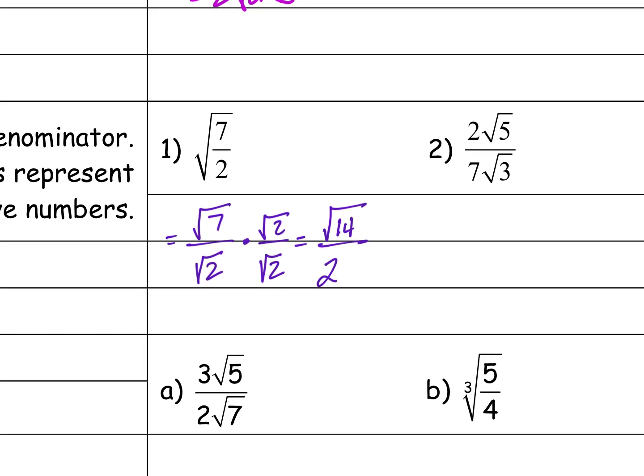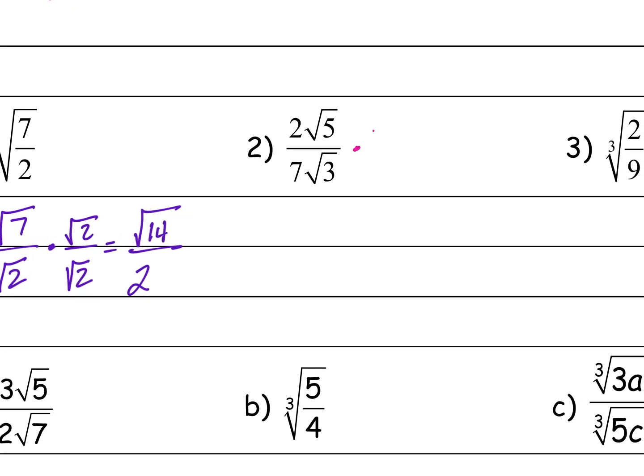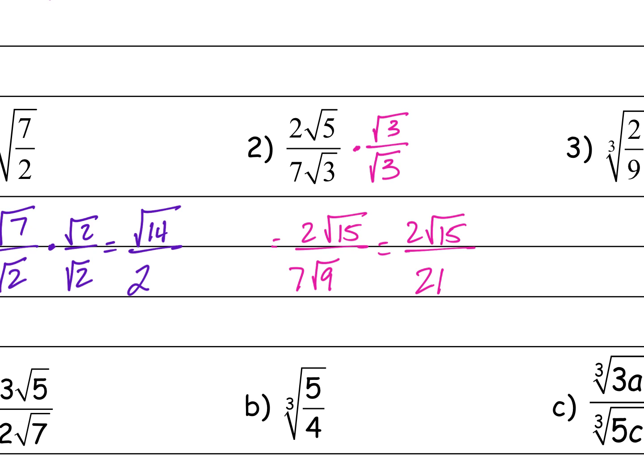Thank goodness this one's already divided up for me. So on this one, I'm going to multiply by the square root of 3 over the square root of 3. Because I only need to multiply by the square root, not the whole thing, just what's under the square root. So then I get 2 square root of 15 all over 7 square root of 9, right? So that becomes 2 square root of 15 over, what's the square root of 9? Times 7? 21. Done.